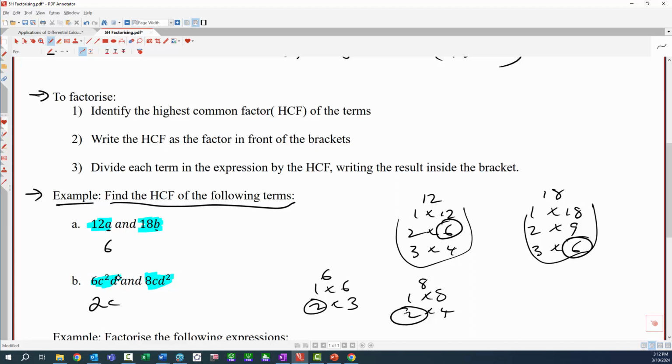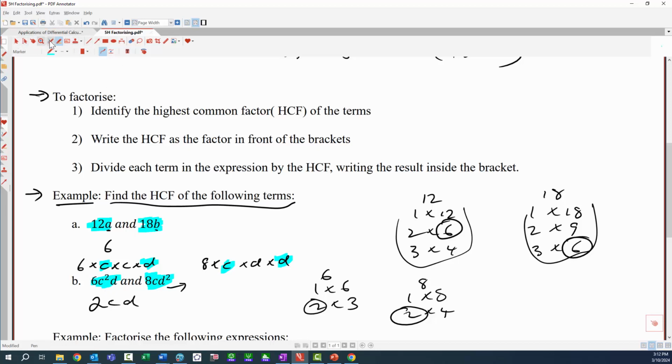Same with the d's. This has got a d, this has got d times d. So we're going to take d out, which is the highest common factor of both of them. I'll try to demonstrate this as 6 times c times d, and this term here as 8 times c times d times d. Again, the number 2 is a factor of 6 and 8, but we can also see that one of these c's they have in common and one of these d's they have in common. That's why I haven't claimed that d squared is a factor or c squared is a factor. It's just c and d.